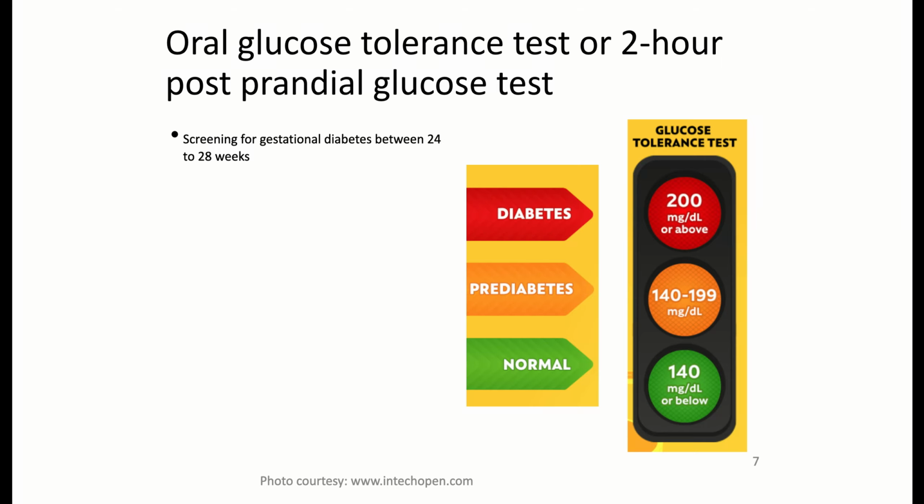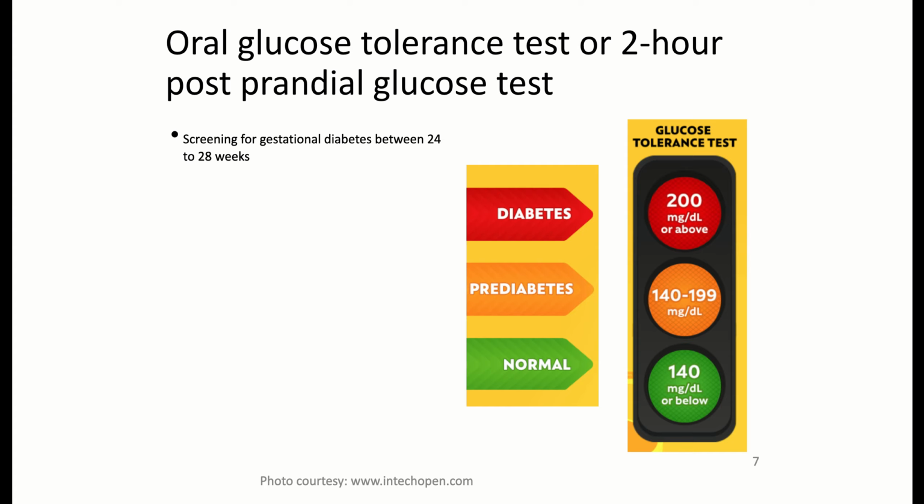Oral glucose tolerance test, or 2-hour postprandial glucose test. The oral glucose tolerance test is the test used for screening for gestational diabetes. It is done when the mother is between 24 to 28 weeks pregnant. This test is performed by asking the patient to consume a beverage containing a glucose load the equivalent of 75 grams of carbohydrate after fasting for 8 to 12 hours.